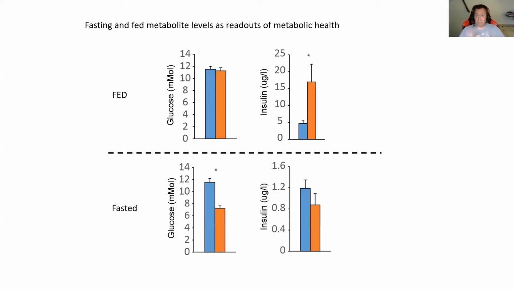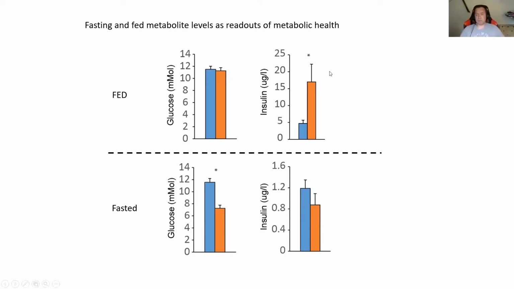Okay, the first thing I'm going to show is some data that we have from a mouse line that I've been working on, which is the fasting and fed metabolite levels used as a readout of metabolic health. In this particular line, we have measured glucose and we have measured insulin. In the fed state, we can see that glucose between the wild types and the knockouts, blue wild type, orange knockout, is the same. However, in order to maintain that same level of blood glucose, the knockouts require about 3 times more insulin. So by definition, they are insulin resistant.